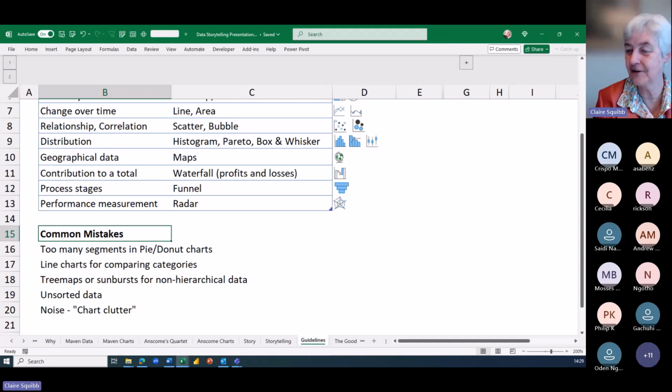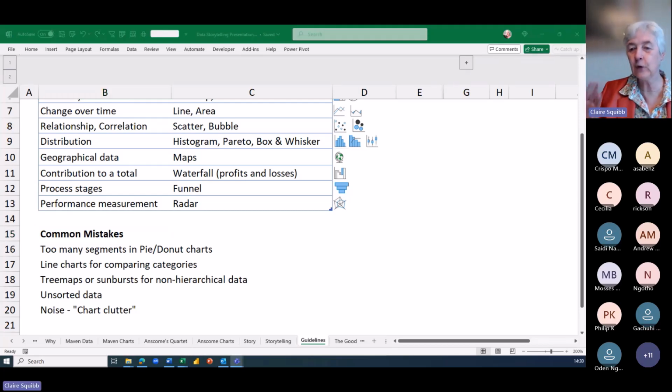Feel free to type it into the chat if you want. I think 5 is okay. 4, 6, 5, 4 to 5. Okay, so we're getting into the 4s and 5s.